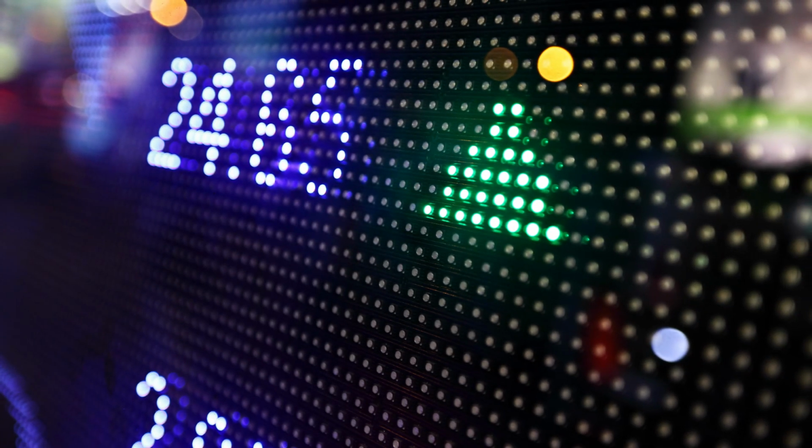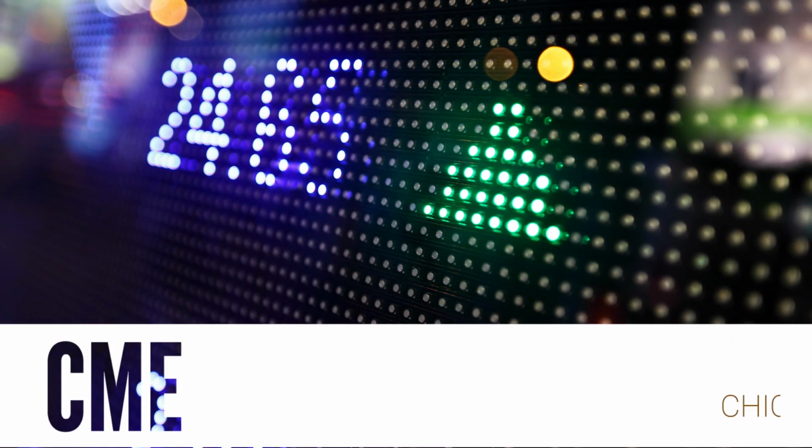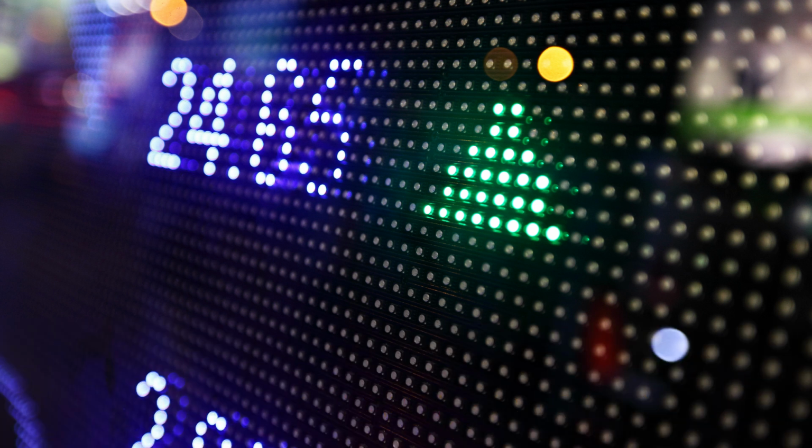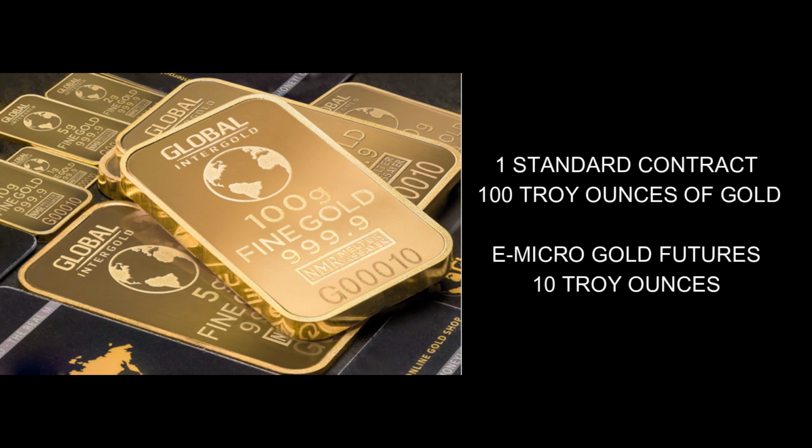So what are gold futures? Again, they're traded on a futures exchange, such as the Chicago Mercantile Exchange, the CME, and there are specific contract sizes and expiration dates. So one standard contract of gold futures is 100 troy ounces of gold. Micro gold futures, 10 troy ounces per contract. Now, each exchange is going to have its own set of rules regarding margin requirements and position limits that you're going to have to adhere to.